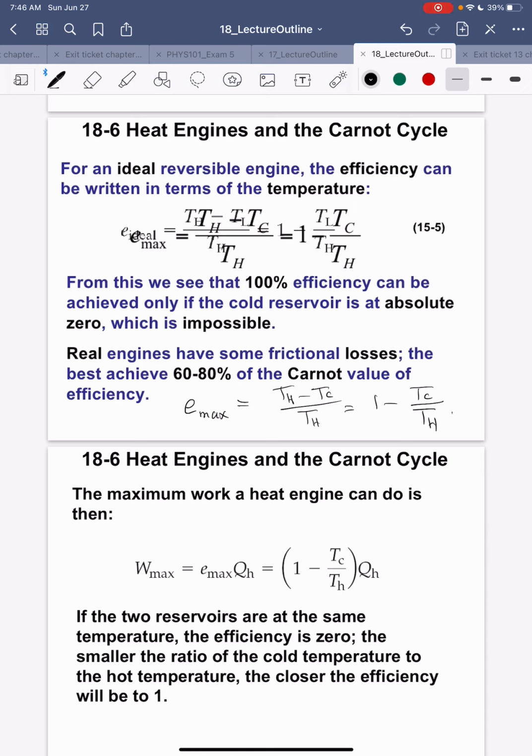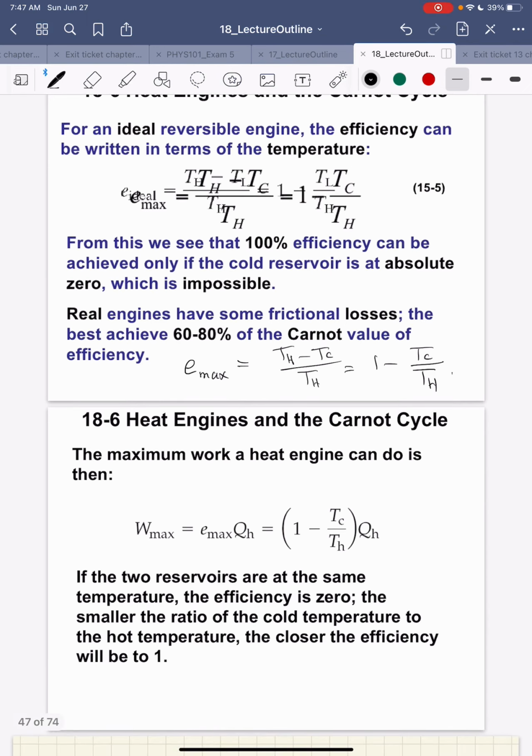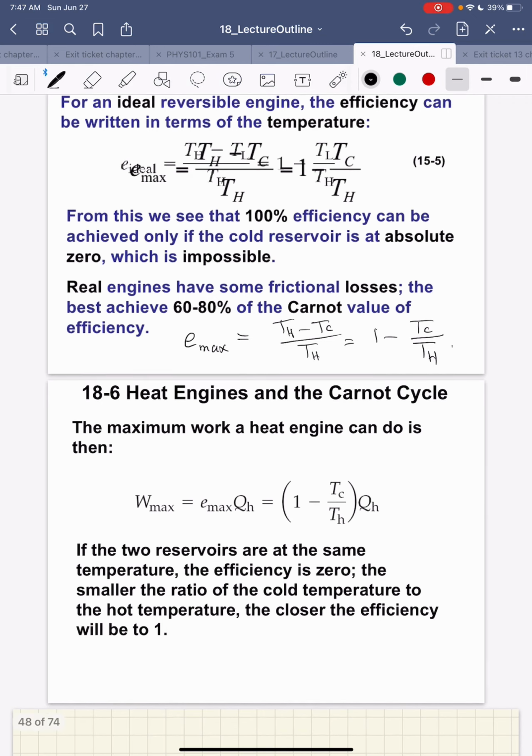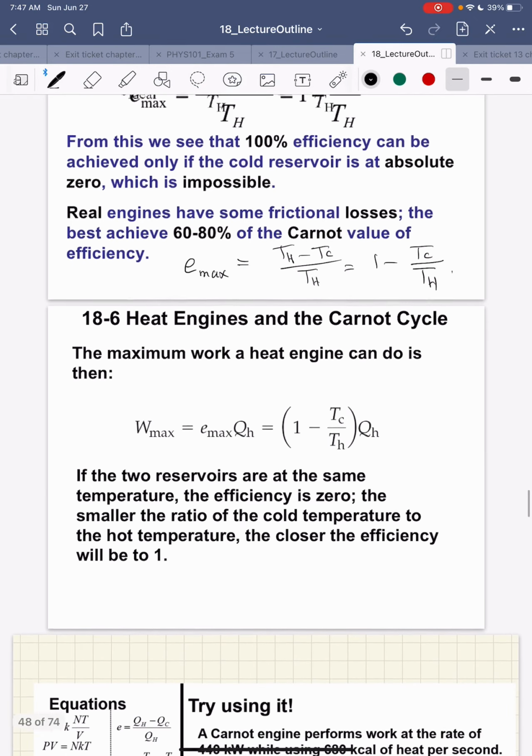The maximum work that an engine can do is W max equals the maximum efficiency times Q hot, and it can be written as 1 minus TC over TH times QH. If the two reservoirs are at the same temperature, the efficiency is zero. The smaller the ratio of the cold temperature to the hot is going to be, the closer the efficiency.